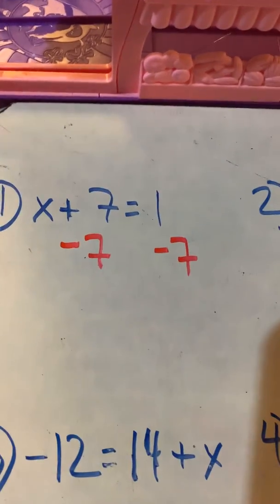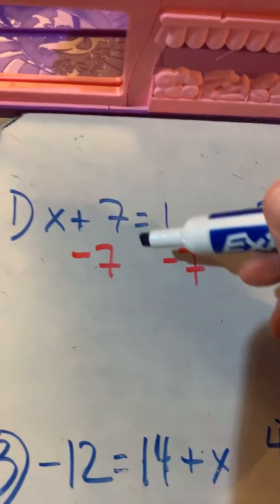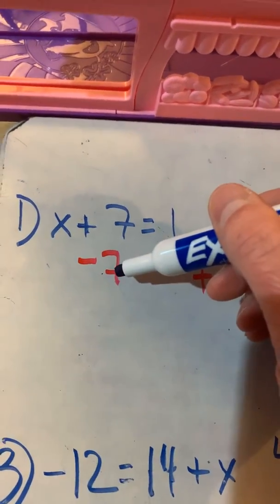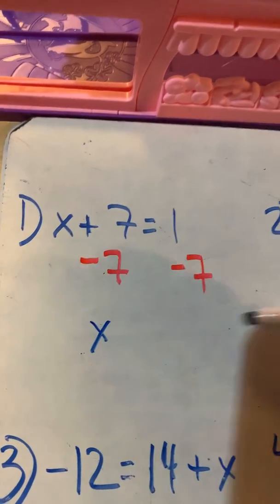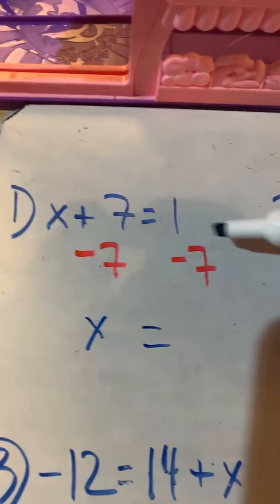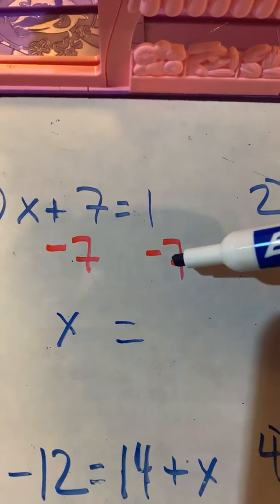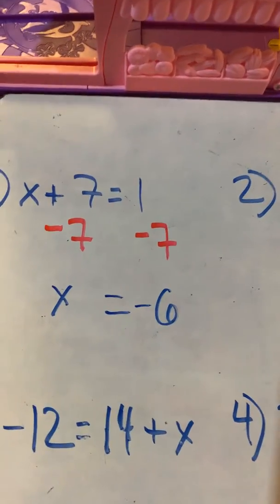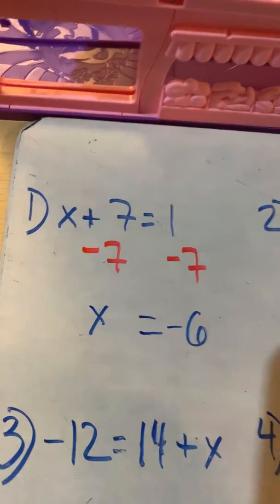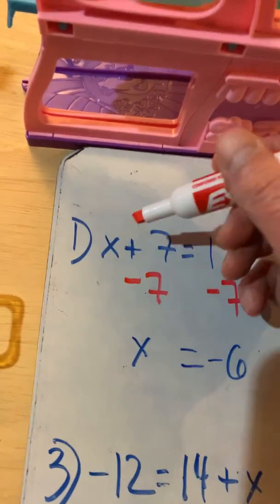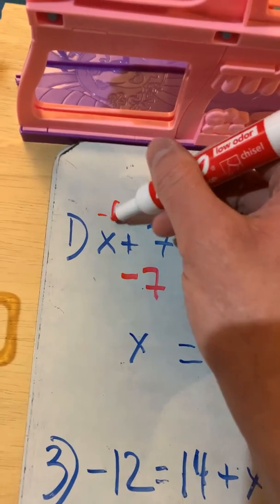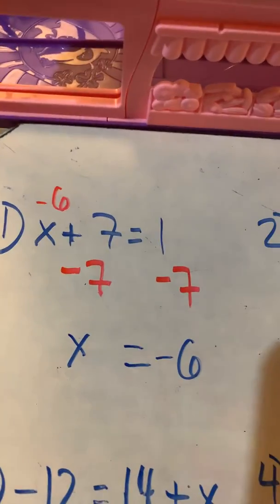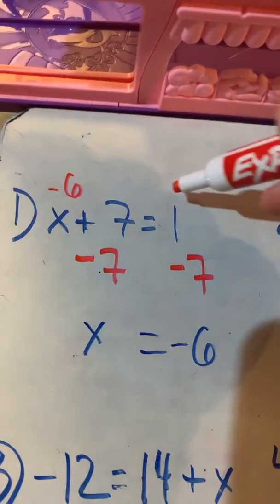And then you keep working down the page and you show what's left. On this side of the equal sign, the 7 minus 7 goes away and we're just left with x. On the other side of the equal sign, positive 1 and negative 7 make negative 6. And you're done. And you can mentally check that as well. If you were to mentally substitute in negative 6 for x, negative 6 plus 7 does equal positive 1, so that's correct.